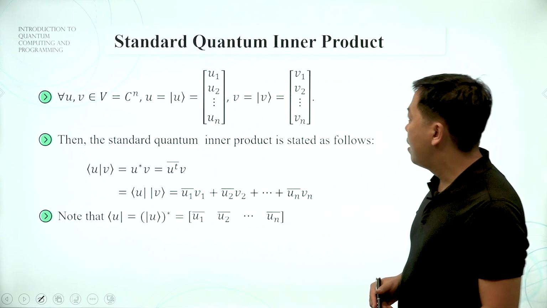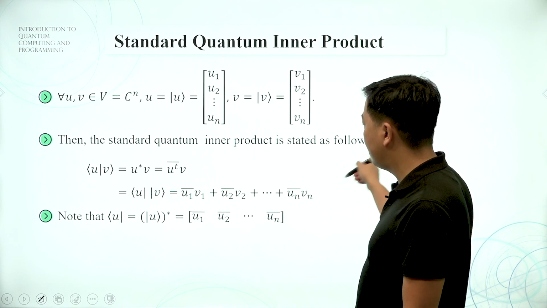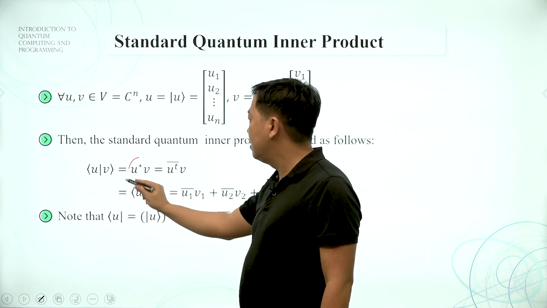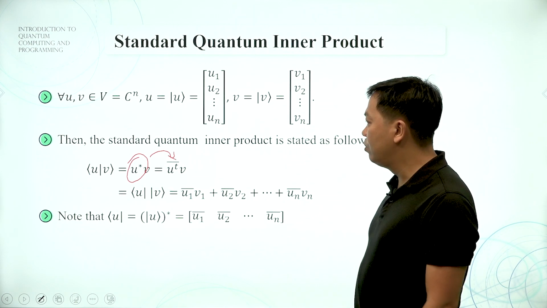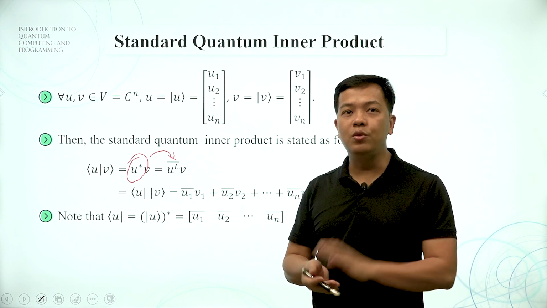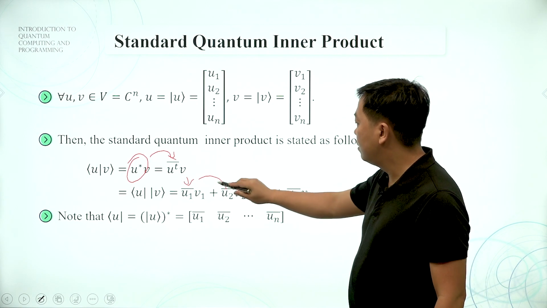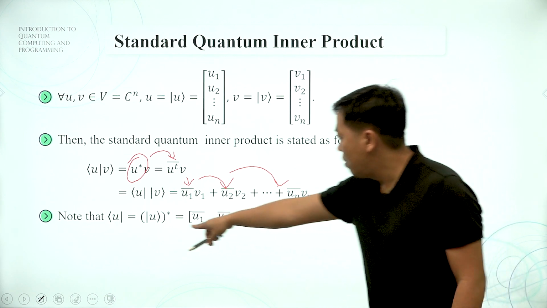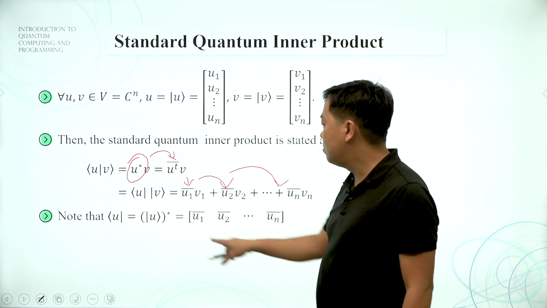Okay, and this is an example of the standard quantum inner product. We have a vector U and vector V. With the standard quantum inner product, U star is the conjugate of vector U, and you multiply it with the conjugate like this.